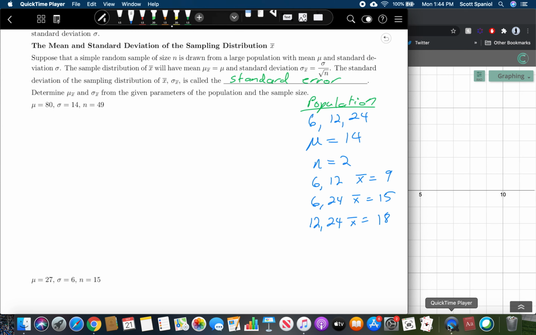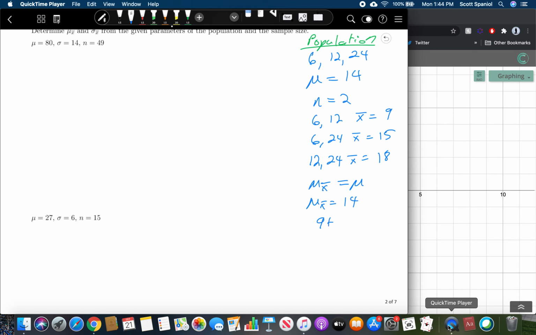Okay? What this says at the top is that mu sub x bar should equal mu. So this mu sub x bar should be 14. To find that, we do 9 plus 15 plus 18 over 3. And when we do that, we do indeed get 14. So that just shows you that this kind of works.